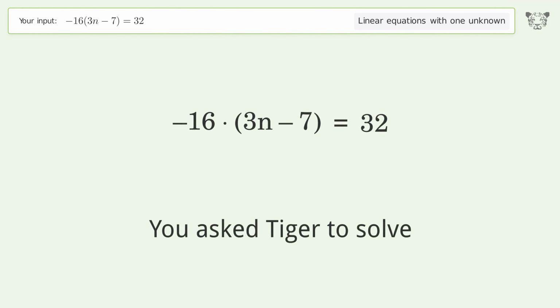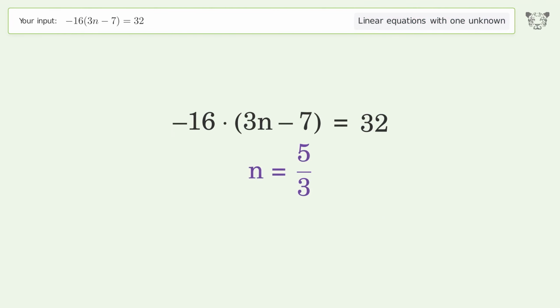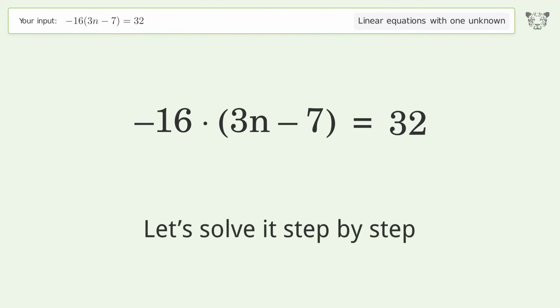You ask Tiger to solve. This deals with linear equations with one unknown. The final result is n equals 5/3. Let's solve it step by step.